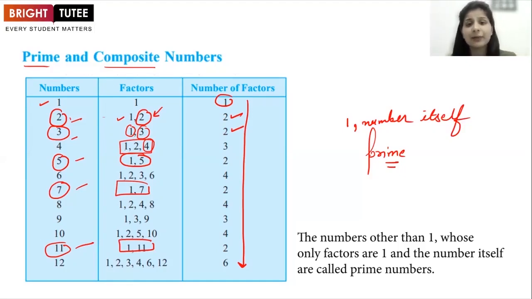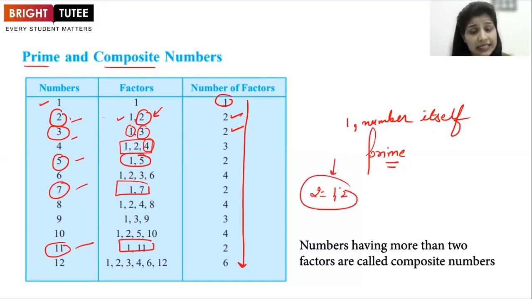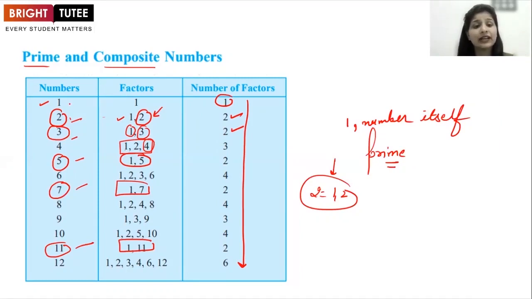Clear? Other numbers which have factors other than these 2, like the number 2 has factors 1 and 2 only. Other than these 2, if there are other factors existing, those numbers are known as composite numbers, or I say the numbers which are not prime are composite. 1 is neither prime nor composite. 4 is a composite number. 6, 8, 9, 10, 12 are all known as composite numbers. Clear? See, 1 is neither prime nor composite.